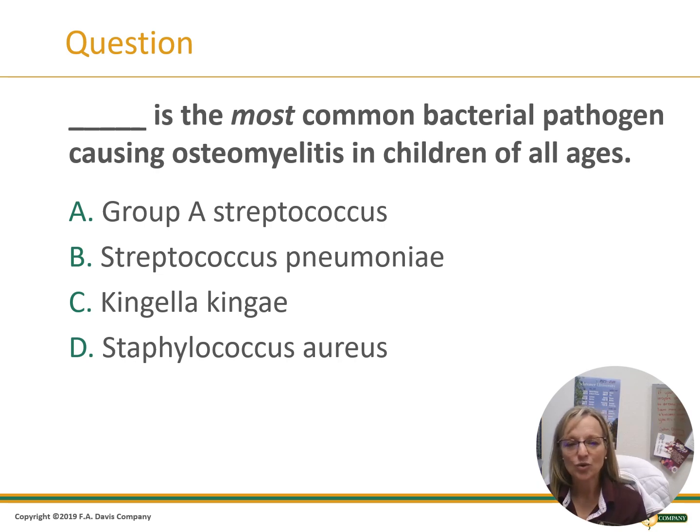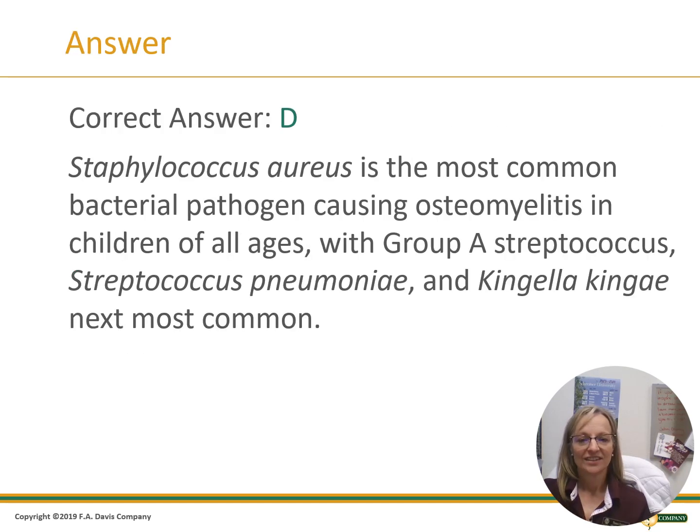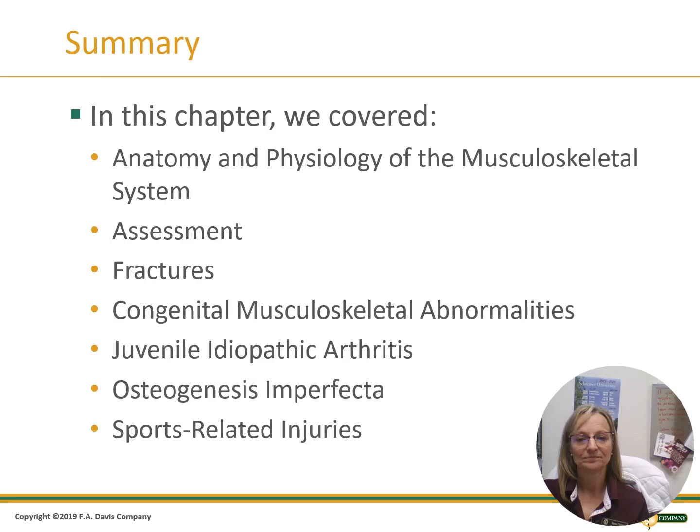So our last question, what is the most common bacterial pathogen causing osteomyelitis in kids? Do you remember this? Group A strep, strep pneumo, Kingella, or Staph aureus? The answer is D. Staph aureus is the most common bacterial pathogen causing osteomyelitis. Group A strep, strep pneumo, and Kingella are the next most common.